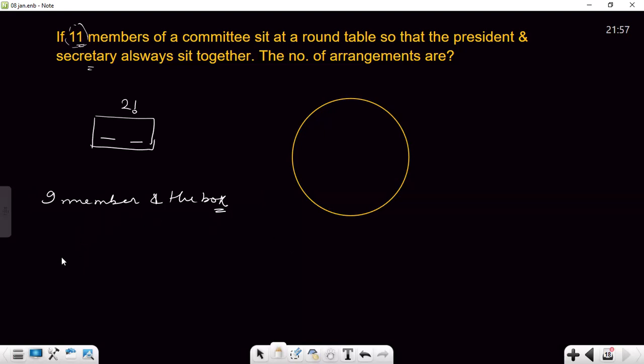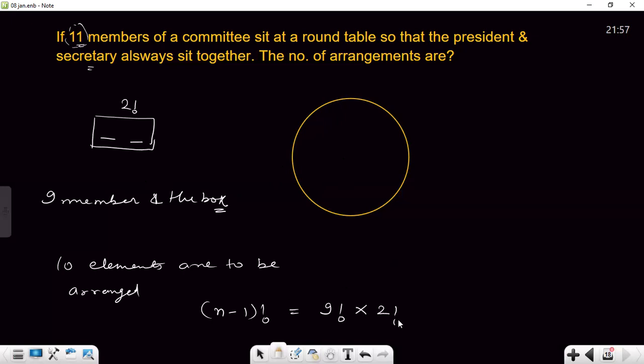In total, 10 elements are to be arranged in a circular manner. And we remember the formula of n elements getting arranged in a circular manner is n minus 1 factorial. So 10 minus 1 will become 9 factorial. Okay. So 9 factorial is the way to make 10 elements arranged on the circle. But there was also an internal arrangement inside the box. So that is also dependent. So this is our answer. Clear.